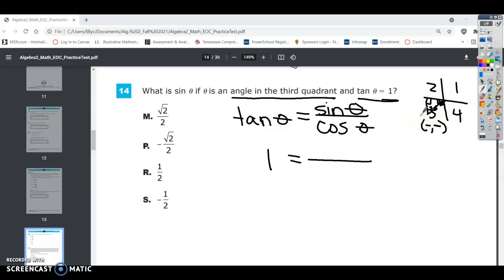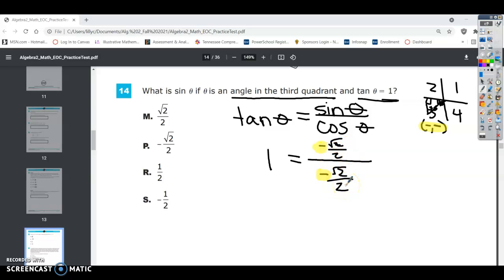So if you remember, you're going to have negative square root of 2 over 2 and negative square root of 2 over 2. And again, the negative comes from just being in the third quadrant. Okay? And then every time there's a 45, 45 degree angle in the unit circle, the cosine and sine are square root of 2 over 2.